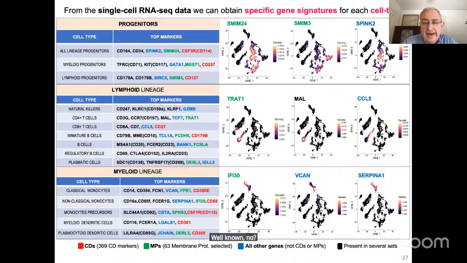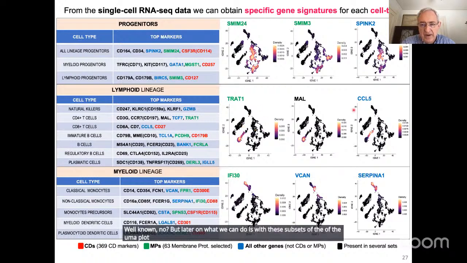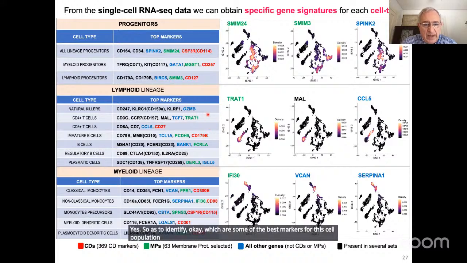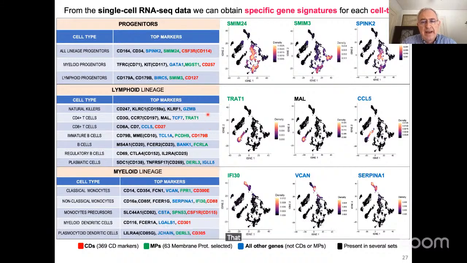But later on, what we can do is with these subsets of the TSNE plot, or the UMAP plot is similar here in our hands. The TSNE performs better, so is to identify, okay, which are some of the best markers for this cell population. You can see, for example, that are not, for example, CD markers.